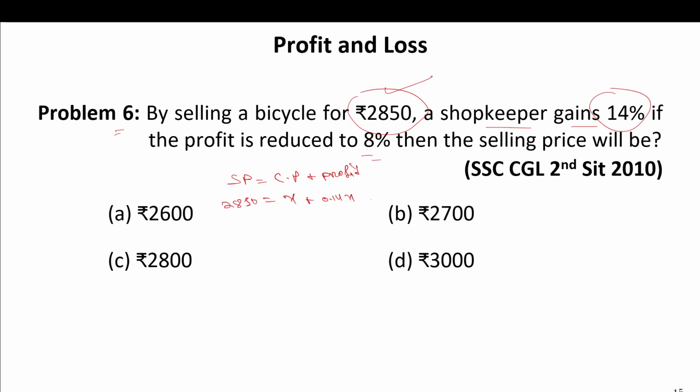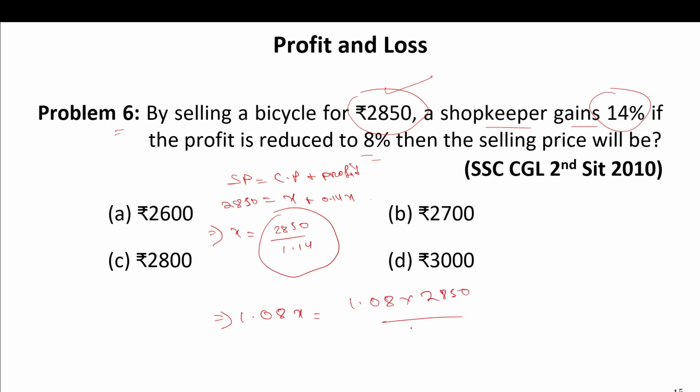Okay. So you can see we have converted the word problem to an algebraic equation. What we will do next is solve for X, the unknown here, that is the cost price. So X is equal to what? 2850 by 1.14, right? Okay. So it tells us that if the profit is reduced to 8%, then 1.08x is equal to what? 1.08 into 2850 by 1.14, right?